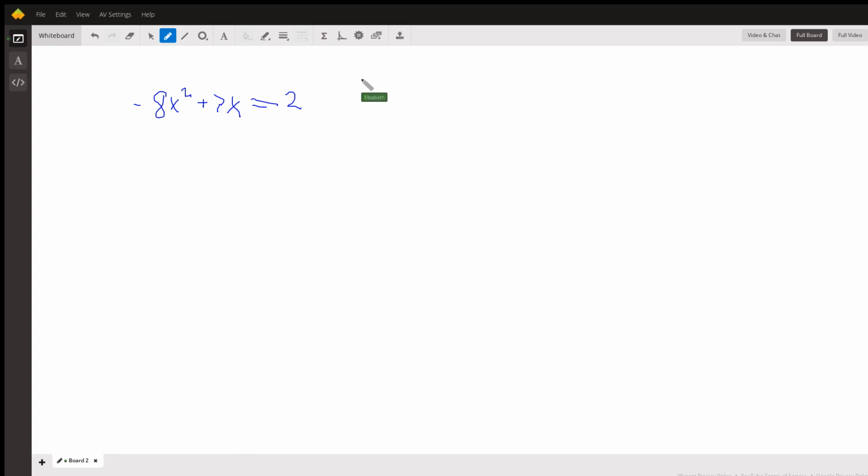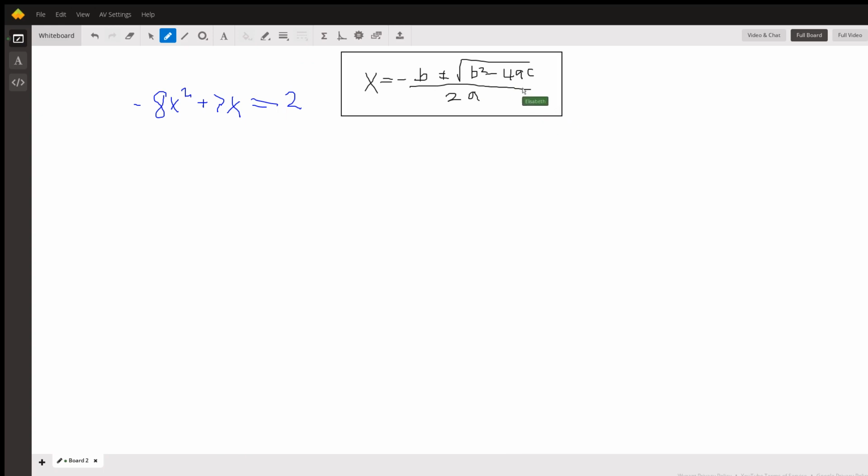So if you don't know what the quadratic formula is, it is that x is equal to negative b plus or minus the square root of b squared minus 4 times a times c, all of that divided by 2 times a. So to use the quadratic formula, all you need are the coefficients a, b, and c.